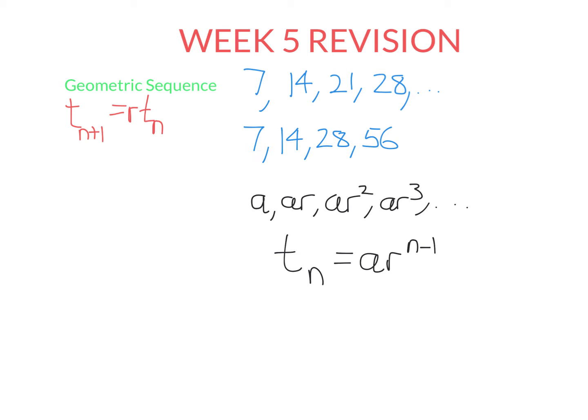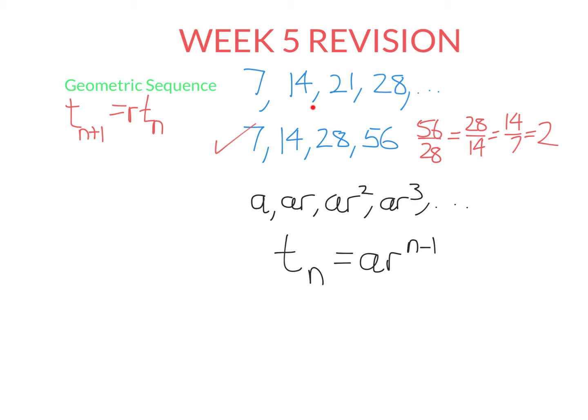For example, in this sequence here, if I take any term and divide by the previous term, I always get the same number. I always get the number 2. So what that means is each subsequent term is being multiplied by 2. 2 is the common ratio. So this sequence here is geometric.